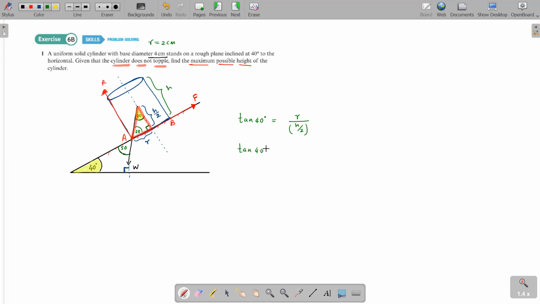So tan 40 equals opposite, the radius, which is 2 centimeters, over adjacent, H over 2, which is unknown. We need to find H actually. So tan 40 times H over 2 equals 2. Make H the subject: the 2 goes up, 2 times 2, 4, divided by tan 40. Make sure your calculator is in degree mode because the angle is in degrees. Type 4 divided by tan 40 degrees, and you get the maximum possible height of the cylinder. All right, guys. So the height is 4.77 centimeters, corrected to 3 significant figures. Write down the significant figures, always mention it.